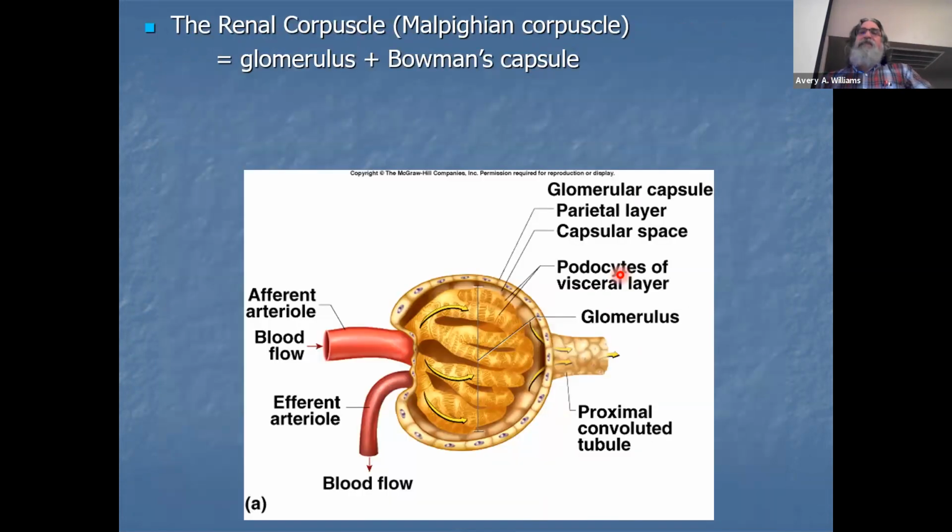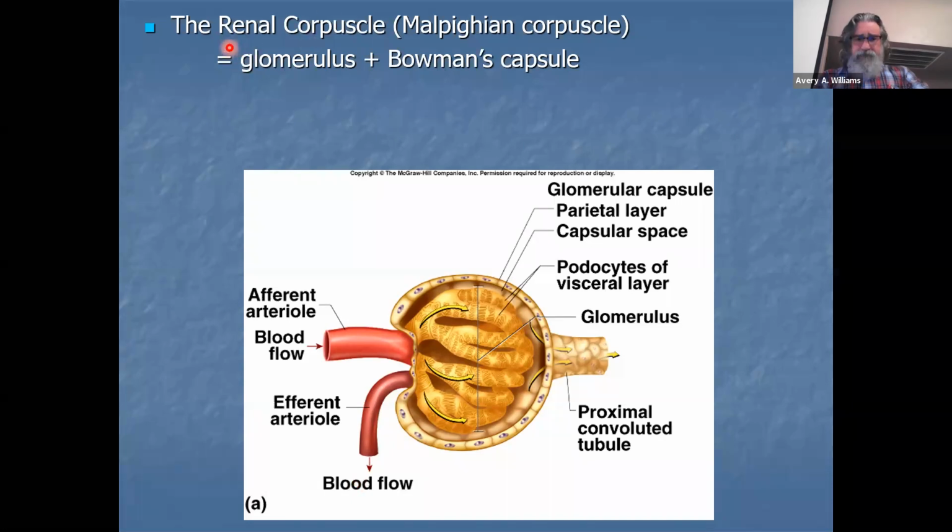Now, let's back up and look at the structure of the renal corpuscle itself. So here's the afferent arteriole carrying blood in. You can kind of see the glomerulus in the background, but it's covered up with some tissue. There's the efferent arteriole carrying blood out. And so what's this thing made out of? Well, here, I'll give you a background.